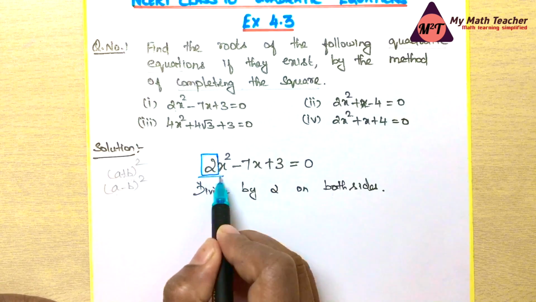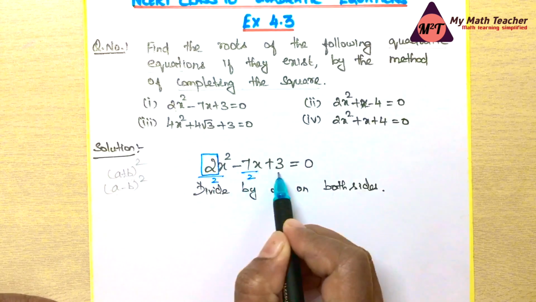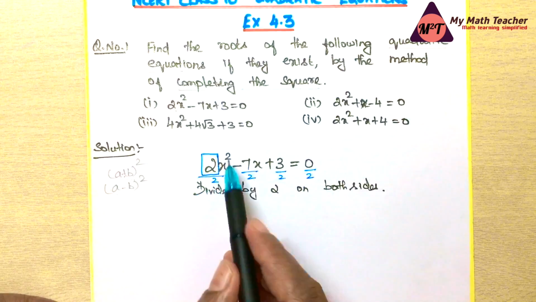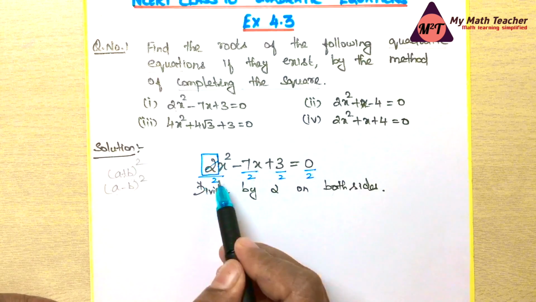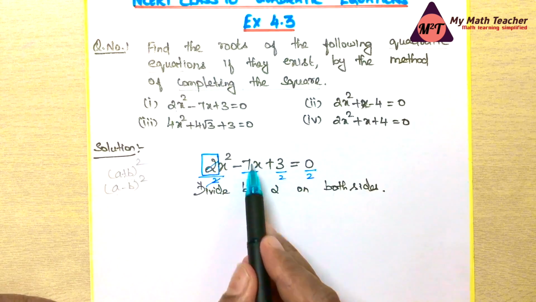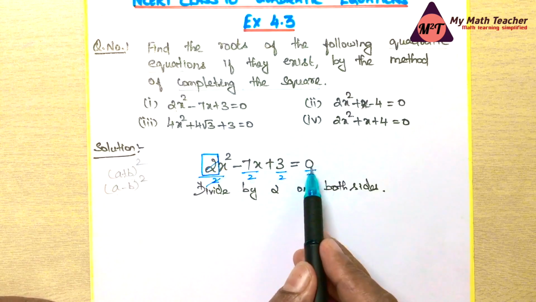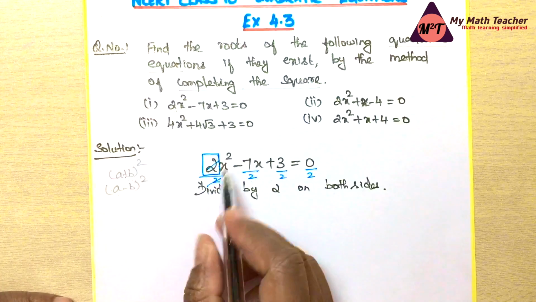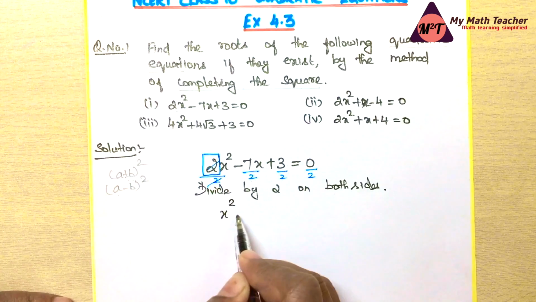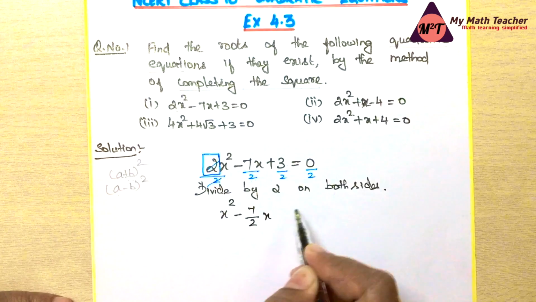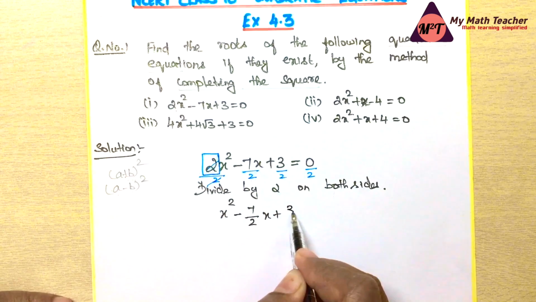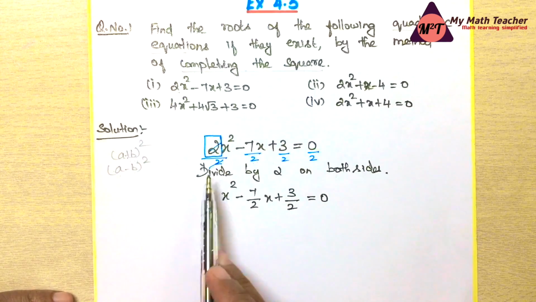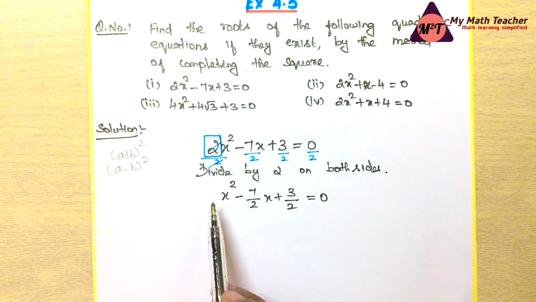We are going to divide it by 2, divide by 2, divide by 2, divide by 2. So now you can clearly see what is happening. 2 divided by 2 will be 1. Here we can't divide 7 and 2, 3 and 2. 0 divided by 2 here is 0 only. Now we have to rewrite this equation like this: x square minus 7 by 2x plus 3 by 2, which is equal to 0. Now here you can see this coefficient of x square is eliminated here.